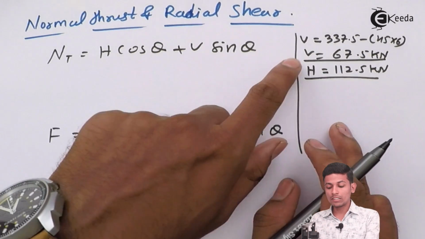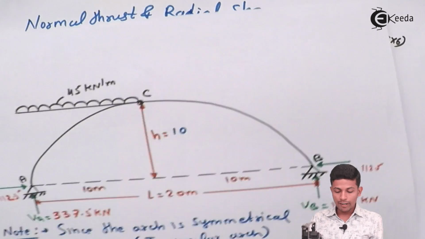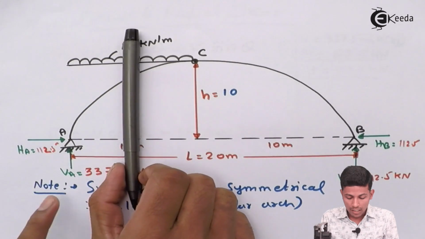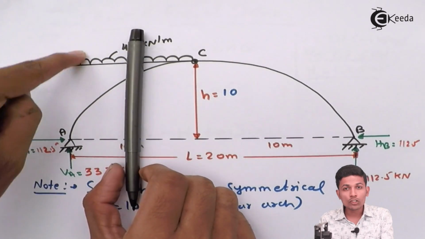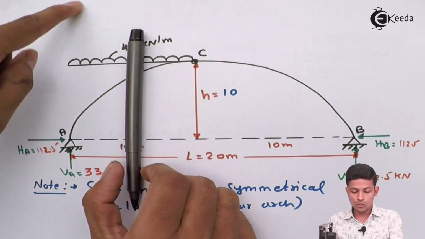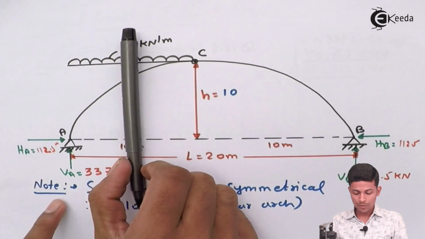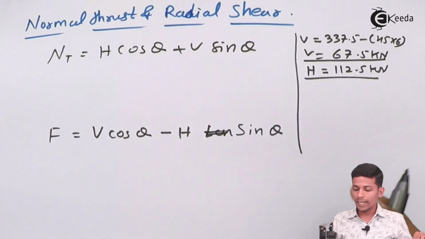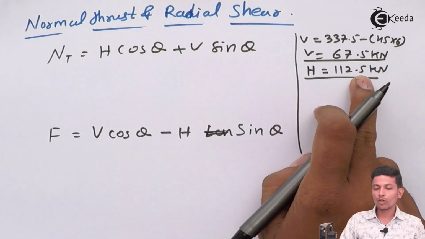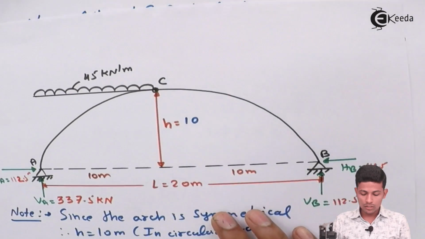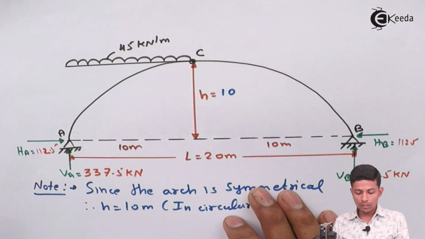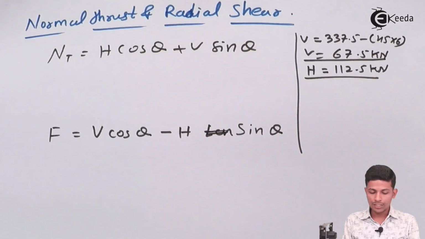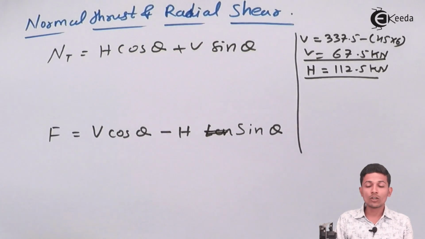Please remember this V. How is V coming? We are taking 6 meter, finding normal thrust and radial shear force. That's why this is positive, and the UDL also comes into the picture. To balance this UDL, you should give the minus. So 337.5 minus 45 into 6 will come 67.5 kilonewton, and 112.5 kilonewton in H, because in H there is only horizontal force. That's why to oppose this only H will come.